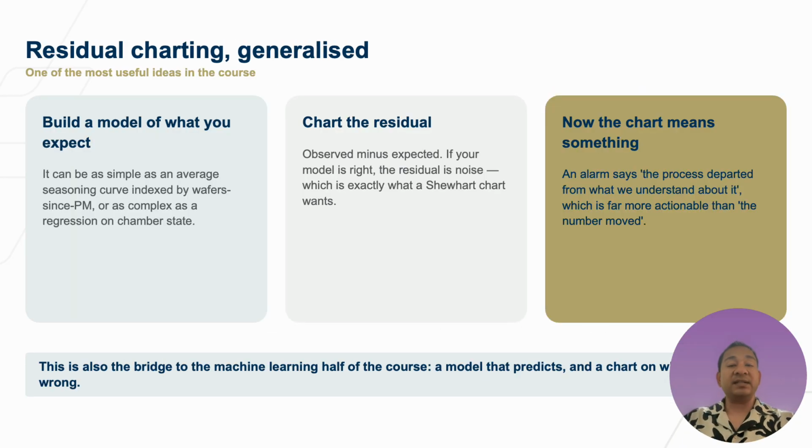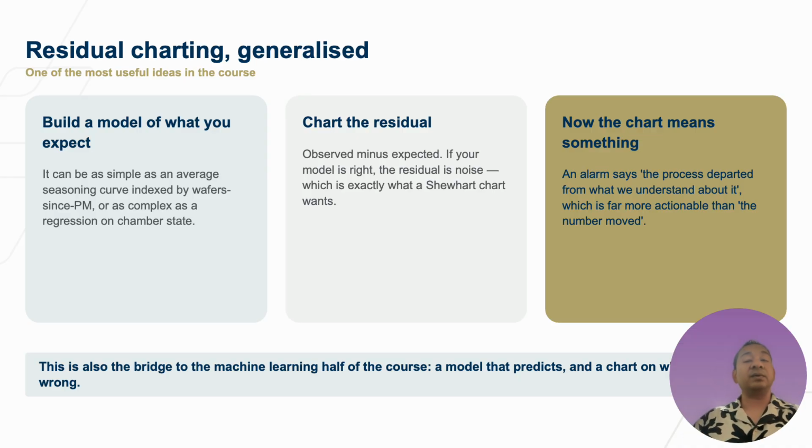Residual charting, stated generally, because you will use this everywhere. Step 1, build a model of what you expect. It can be as simple as an average curve indexed by wafers since PM, or as complex as a regression on the chamber state, incoming material, and tool history. The complexity should match what you actually understand.